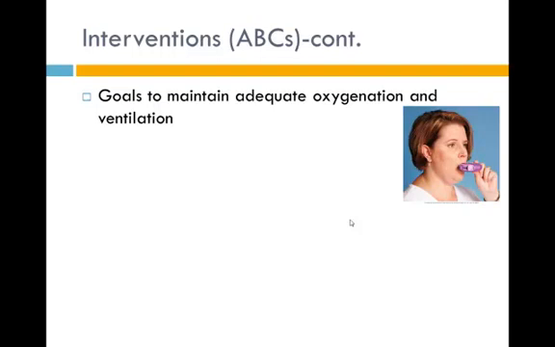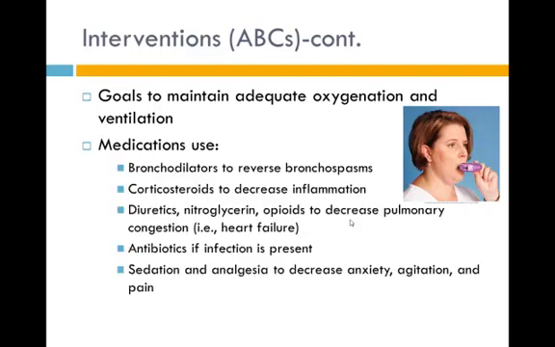Medication therapy can also be included in this, such as bronchodilators to open up the airways, corticosteroids to decrease inflammation, diuretics and or nitroglycerin or opioids to decrease pulmonary congestion as in heart failure, antibiotics for infection, and sedation and analgesics to decrease anxiety, agitation, and pain. These are all specific interventions that can help the patient in acute respiratory failure.